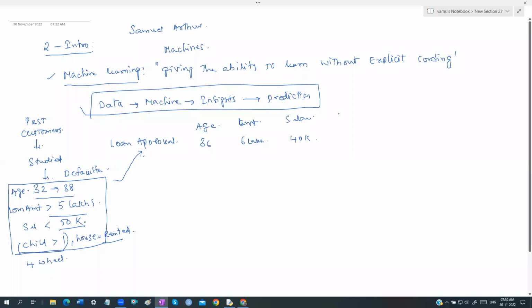And for example, number of children. For example, he has one child. And he does not have a four-wheeler. He does not have any four-wheeler. Then approval, whether the loan should be approved or not. So this is a question mark here.